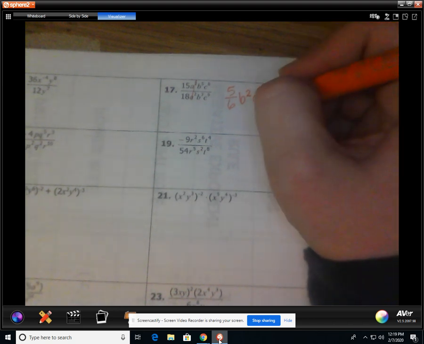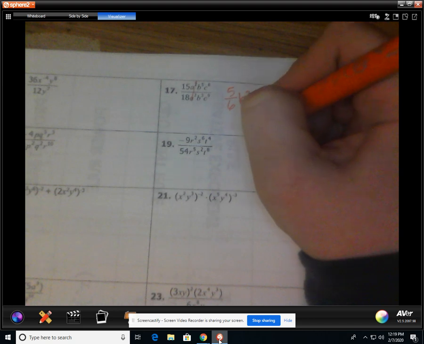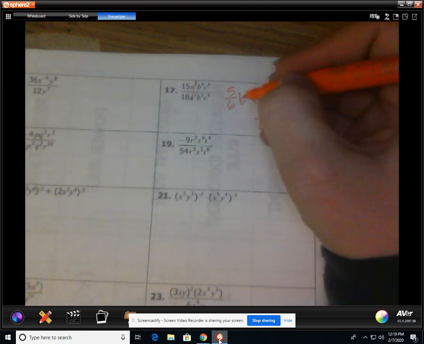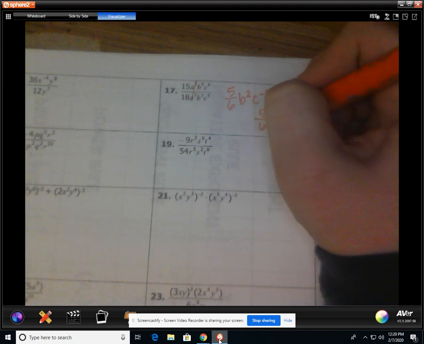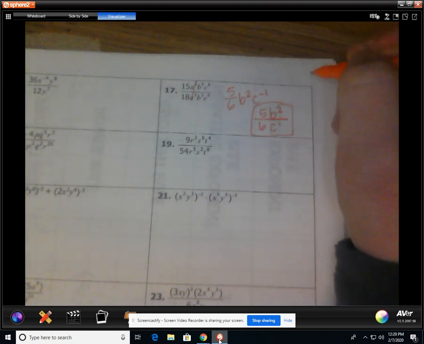So therefore, when I go to get my final answer for this, I keep the 5/6, but extend that fraction bar. The b is positive, so I leave it on top, and the c must move to the bottom because it's negative. So this would be 5b squared over 6c.